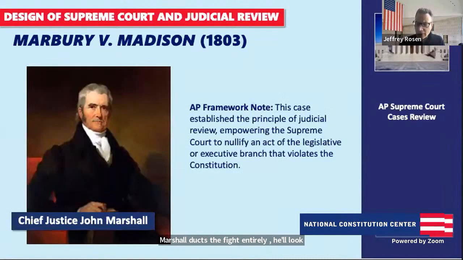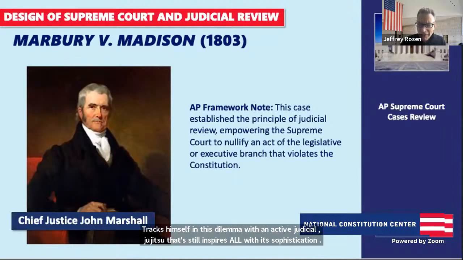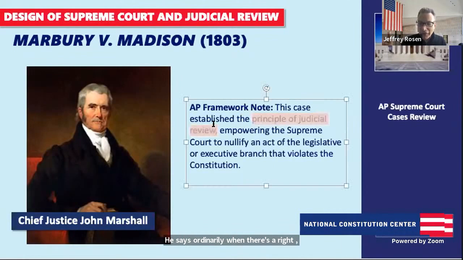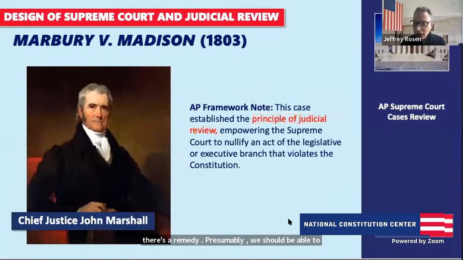Marshall acknowledges that Marbury has a right to his commission. He says ordinarily when there's a right, there's a remedy. Presumably, we should be able to order that the commission be delivered, but, says Marshall at the last minute, this is called a volta in a Shakespearean sonnet. You're going along, and then in the third stanza, there's the "but." Marshall says the federal law authorizing the Supreme Court to hear cases of this kind is itself unconstitutional because it expands the Supreme Court's jurisdiction beyond the limit set in the original Constitution.